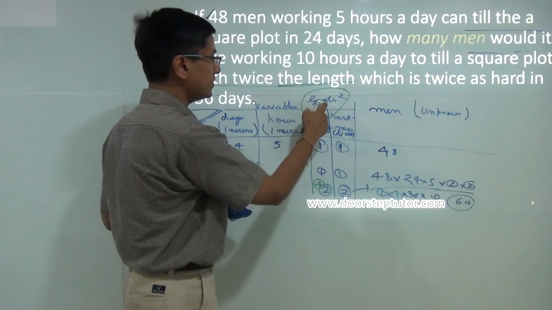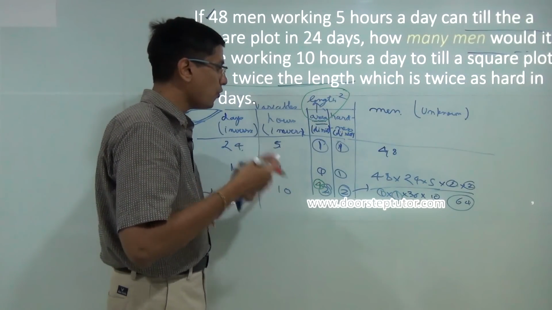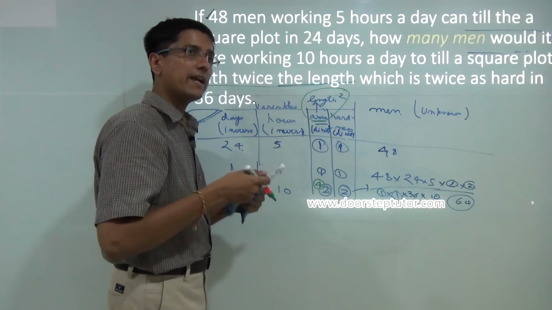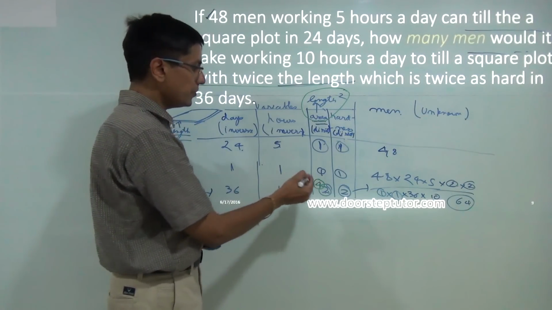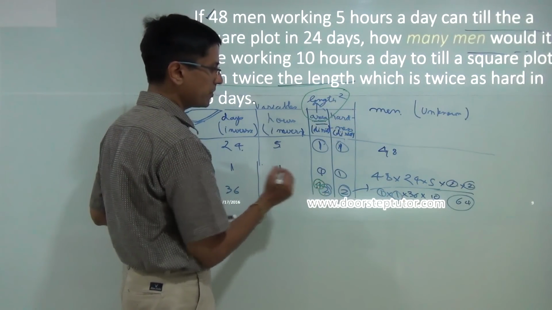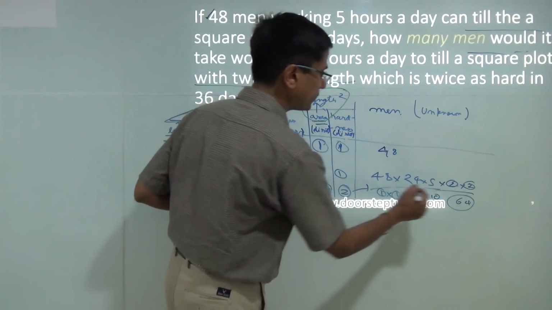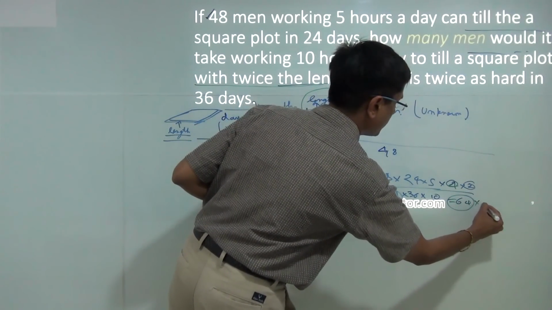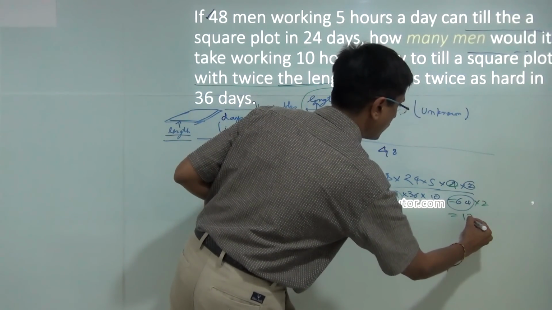If the length is increased by 2, it would become 4 times as hard for the person, or he would take 4 times as much time. So instead of 2, this would become 4. So this becomes 4 and there is a 4 here. So my final answer would become 64 into 2, which is equal to 128.